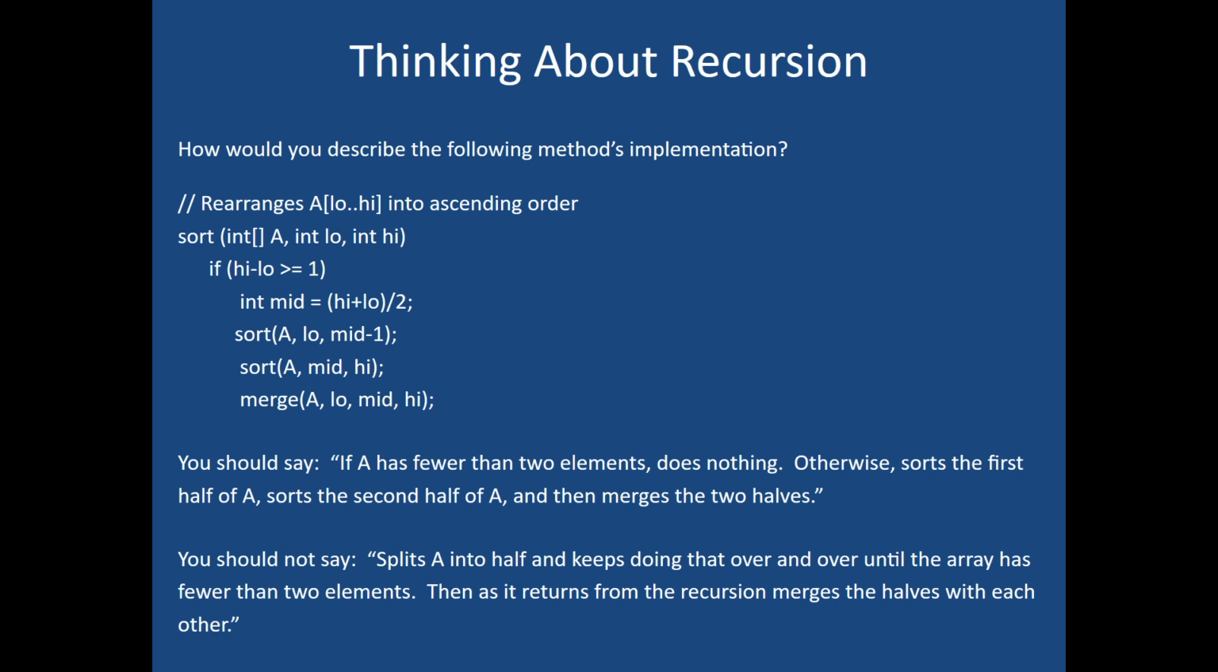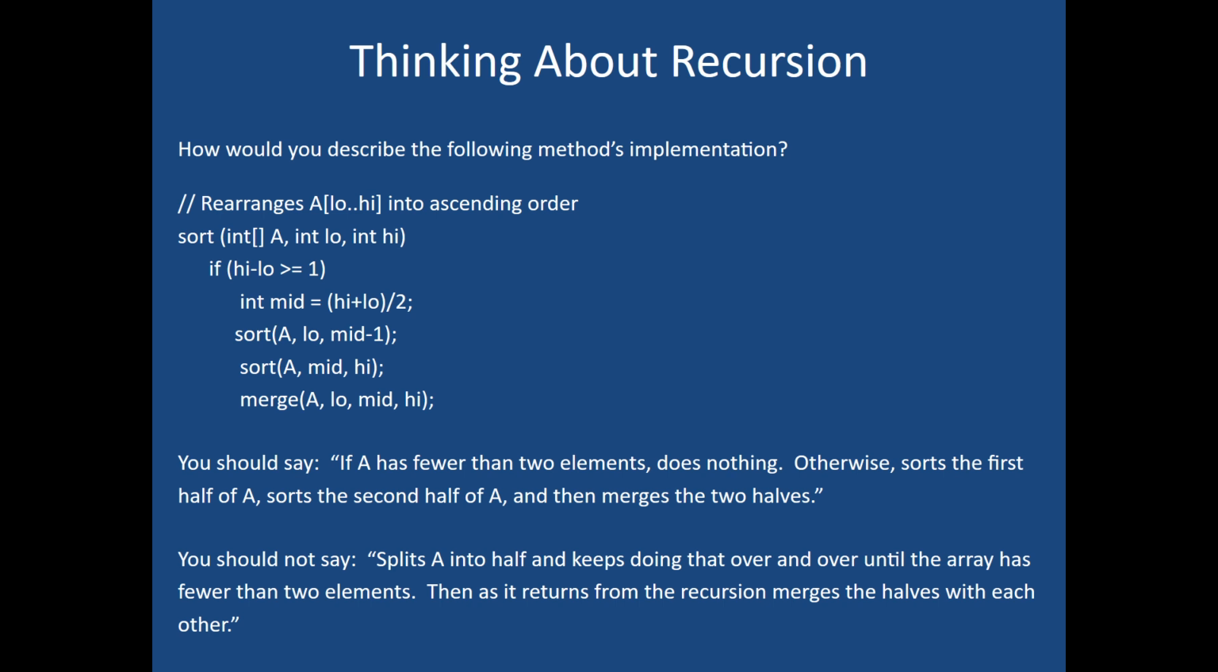The way you shouldn't think about recursion is this way: it splits A in half and keeps doing that over and over again until the array has fewer than two elements, and then, as it returns from the recursion, merges the halves with each other. I mean, that's true in some sense. It's not worded particularly well. We know that over the course of recursion, the array gets smaller and smaller until it hits a base case. But when you think of recursion that way, you are making the error of describing how something works in terms of its implementation instead of in terms of its specification.